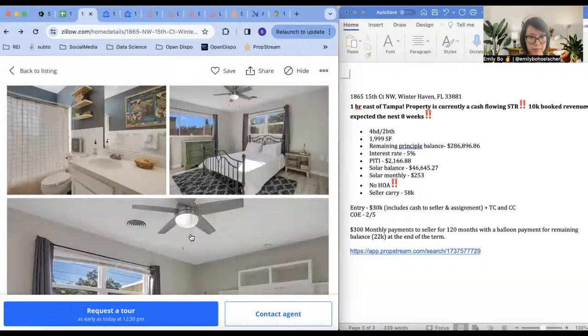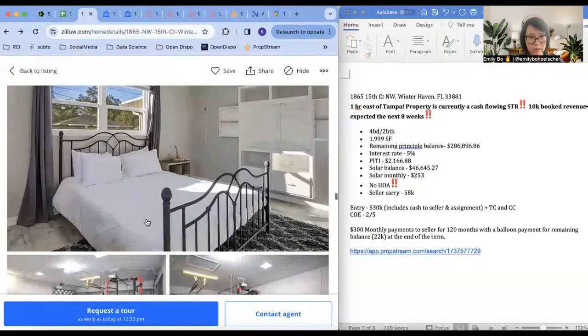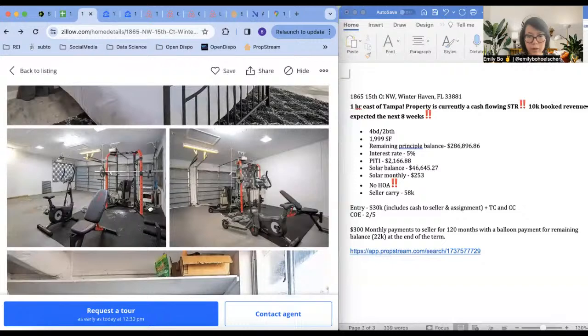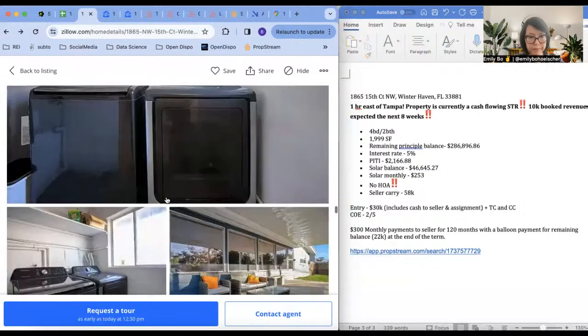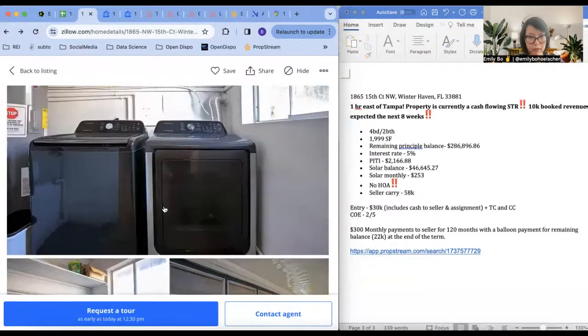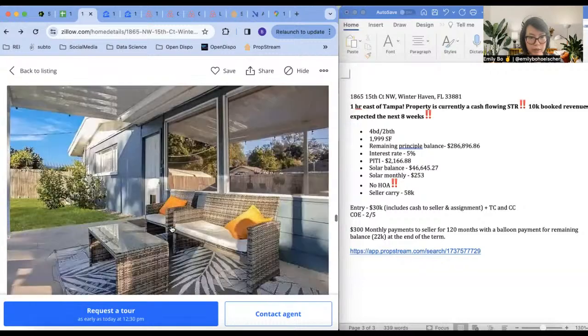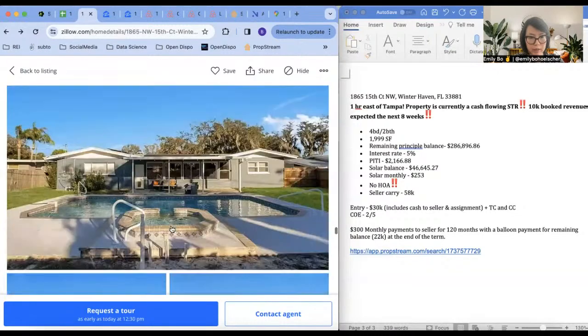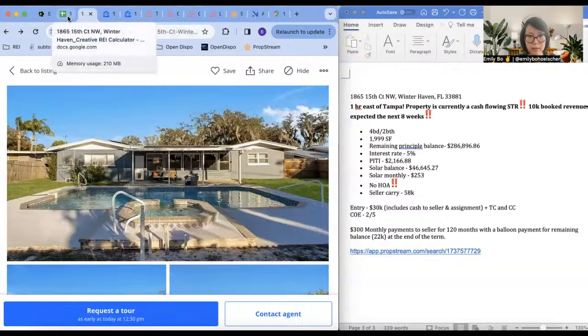Looks good. They also have gym equipment. And they have laundry. Yeah, I think the design is not bad.